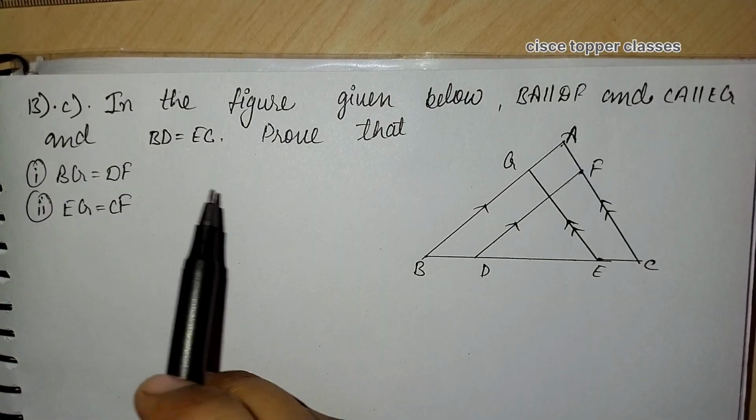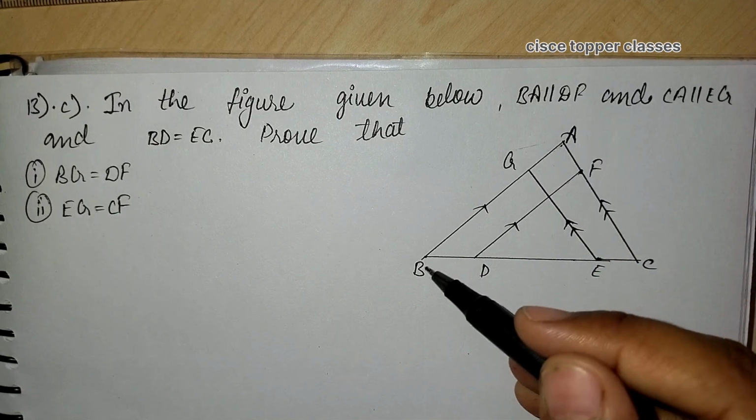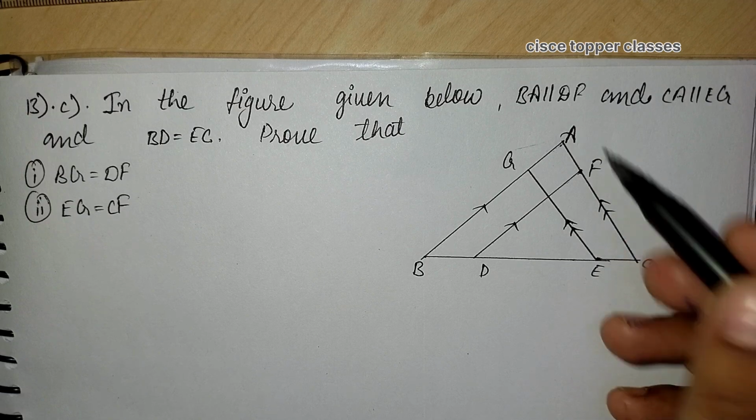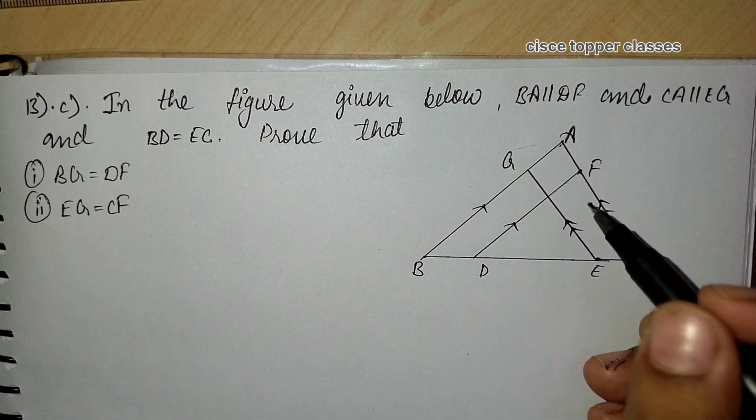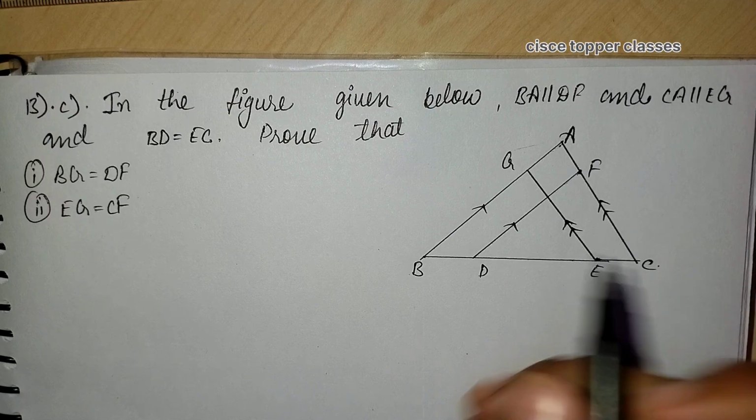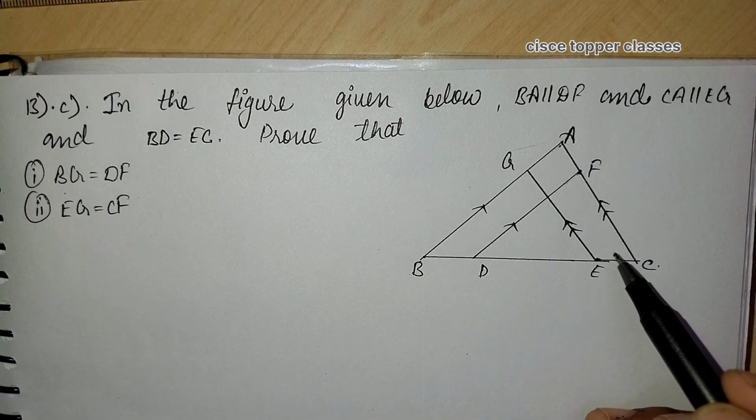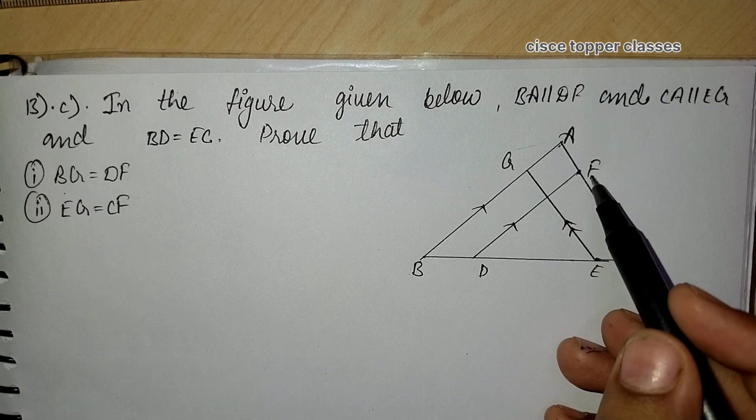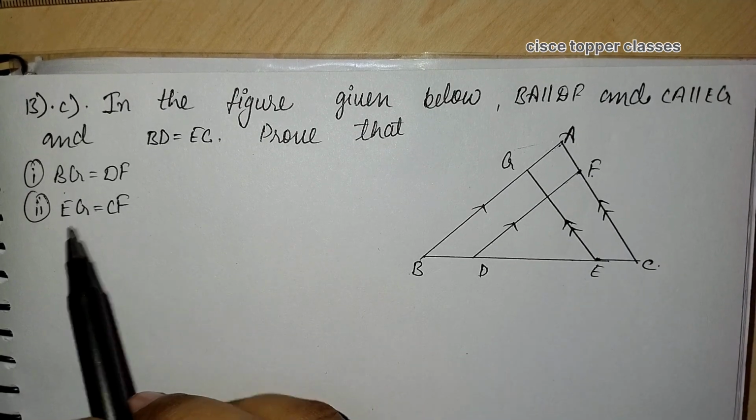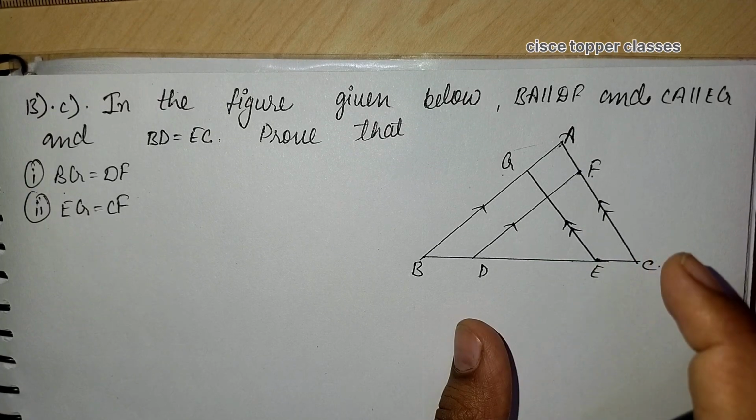The 13th third part is: in the figure, BA is parallel to DF and CA is parallel to EG, and BD is equal to EC, that is given. We have to prove that BG is equal to DF, and EG is equal to CF. So this we have to prove in this question.